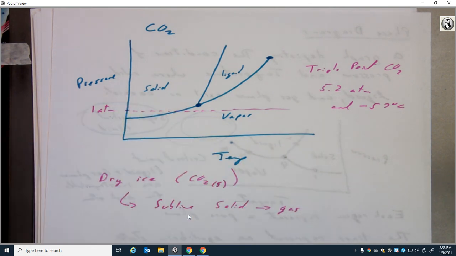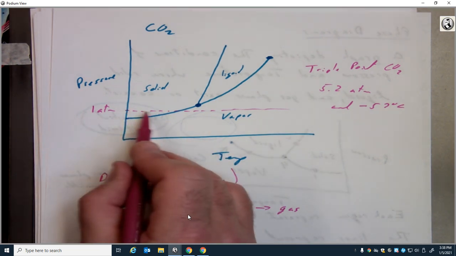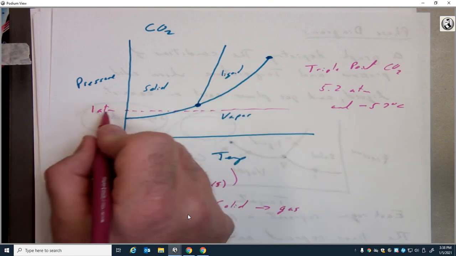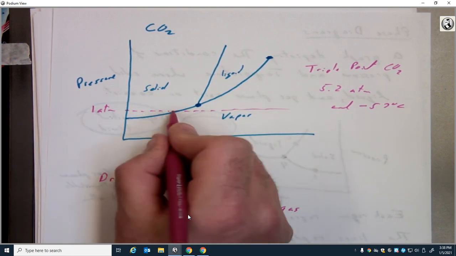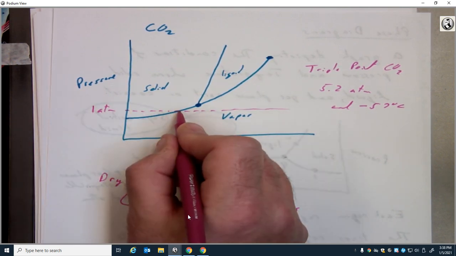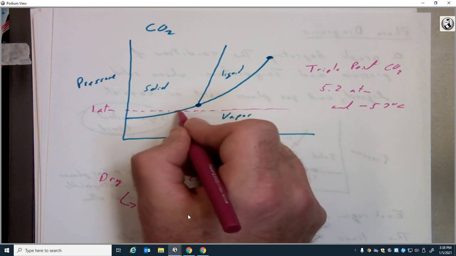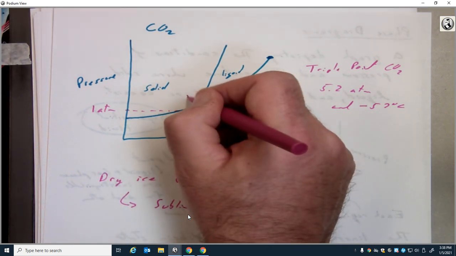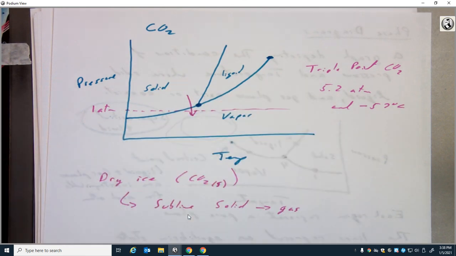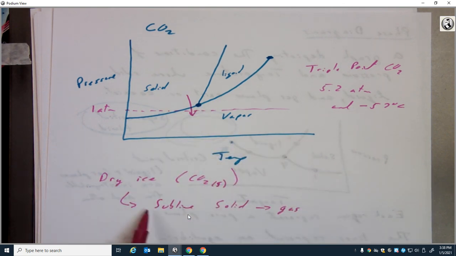Where is that happening on our graph? Well, it's happening right here. So here's 1 atmosphere. This is where it's normally happening. If we have a solid, it's going to sublime right here, at 1 atmosphere of pressure. So that's why dry ice sublimes from a solid to a gas at room temperature.